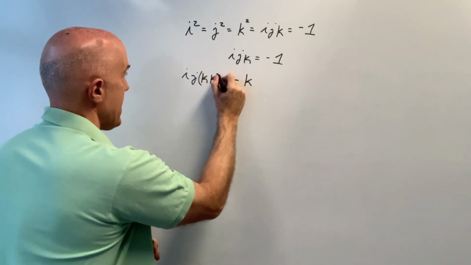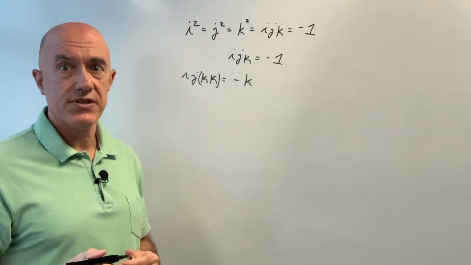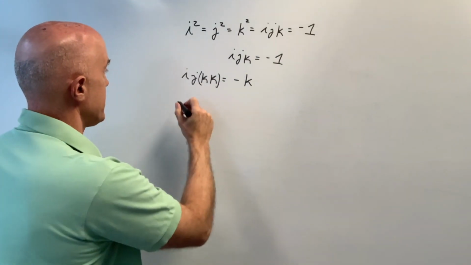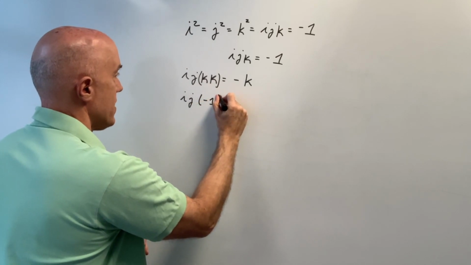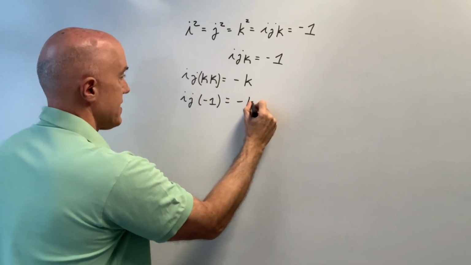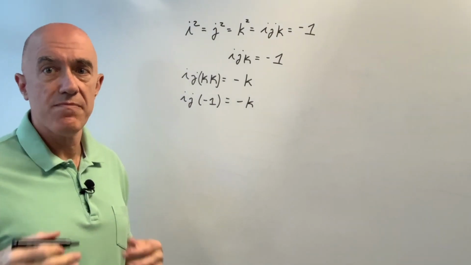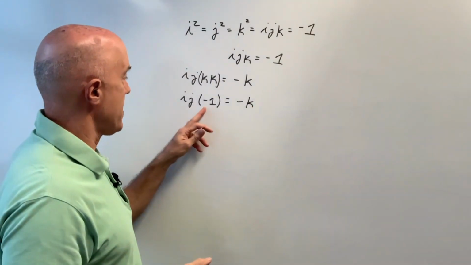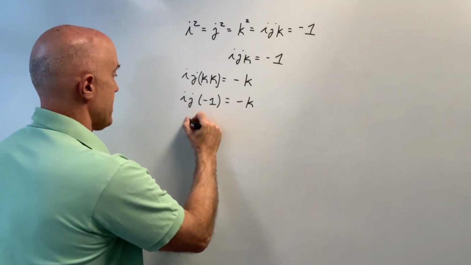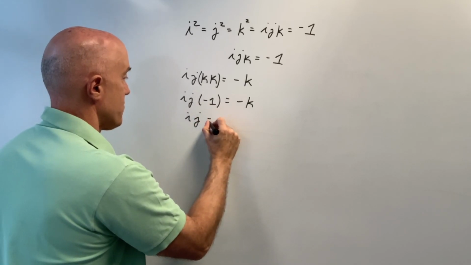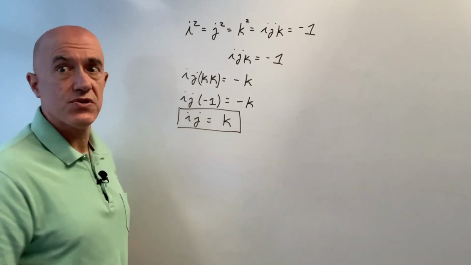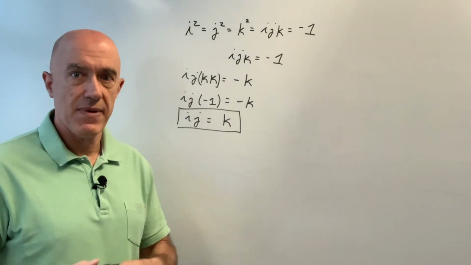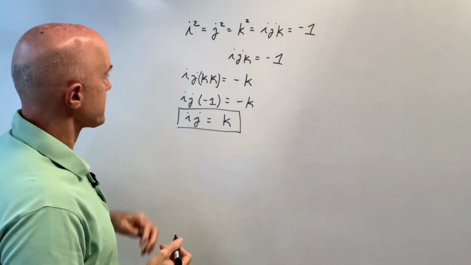Then we can do k times k first. So k squared is -1. So this is i times j times -1 equals -k. Then we can multiply both sides of this equation by -1 to get ij equals k. And that's the first relationship between these imaginary numbers.